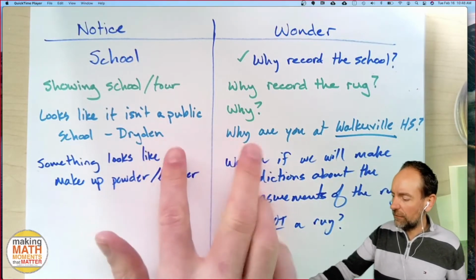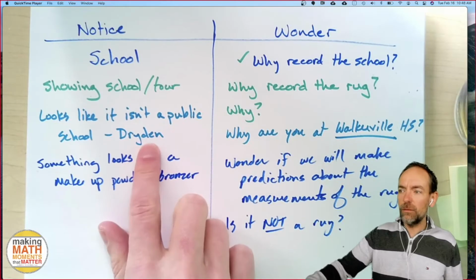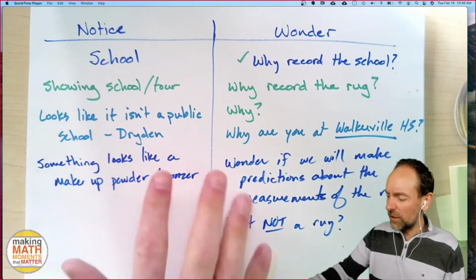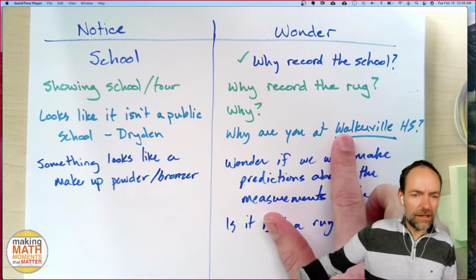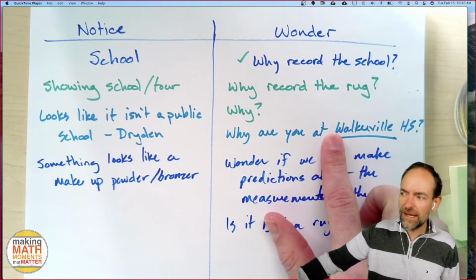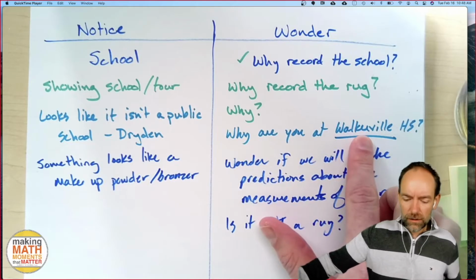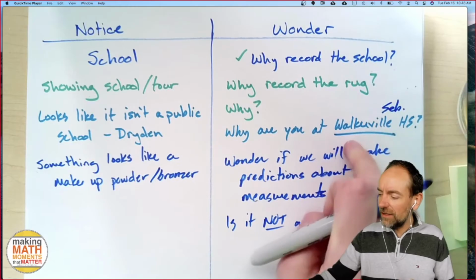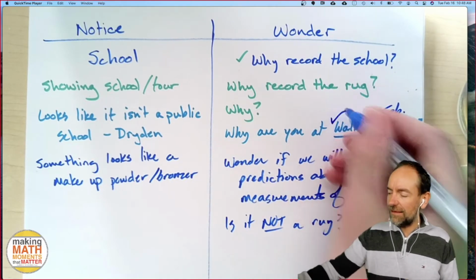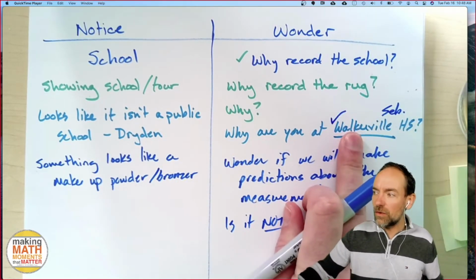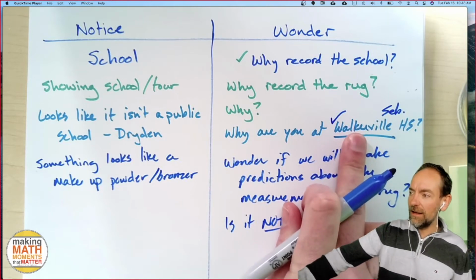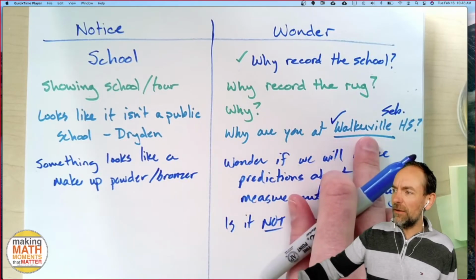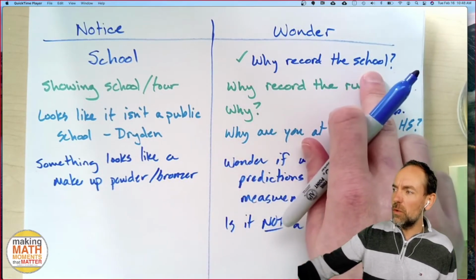So I think we've confirmed a few things here. First off, Dryden was thinking it didn't look like a school he was familiar with. But then we heard someone else. I don't know who it was, Miss, did you catch a name for that? Who said, why are you at Walkerville? Sebastian. So Sebastian was saying, no, actually, this is Walkerville. And I can confirm that yes, it is Walkerville High School, which is in the east end of Windsor. I want to answer a couple other things, like why record the school?